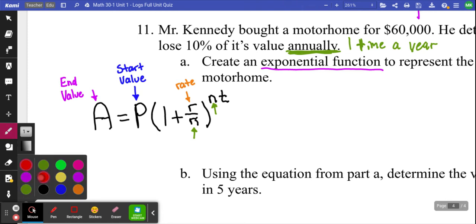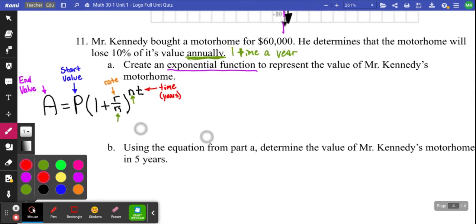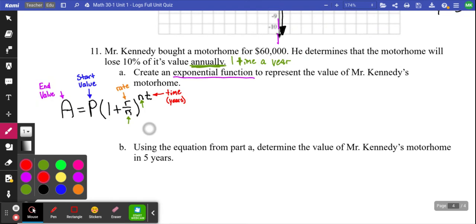And then we have our friend T over here. T is time. In this case, it would be years, right? That's usually your variable that you don't know and you're going to manipulate and change. So if I wanted to do this question, Mr. Kennedy bought a home at $60,000. That's my starting value. So I have A equals $60,000.